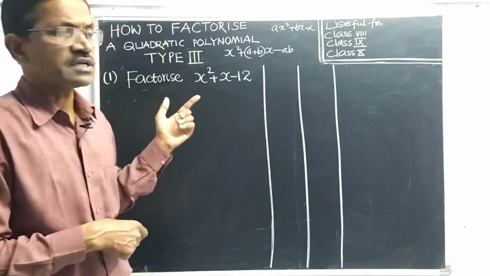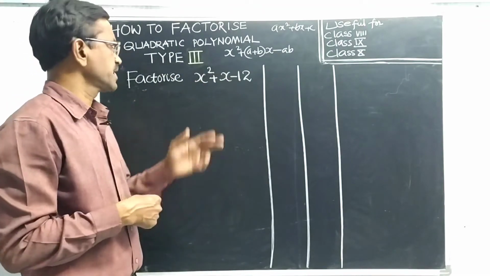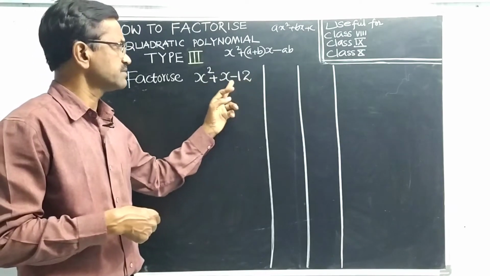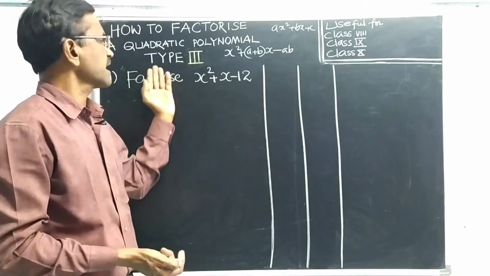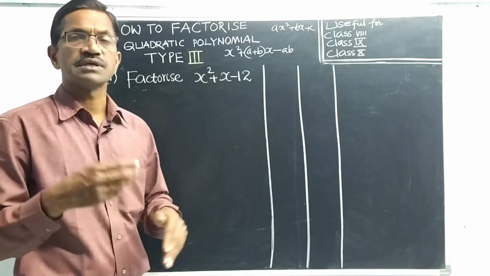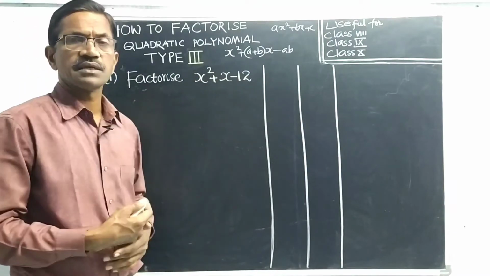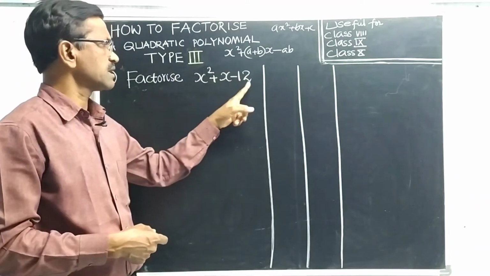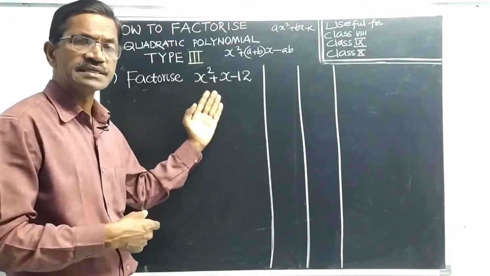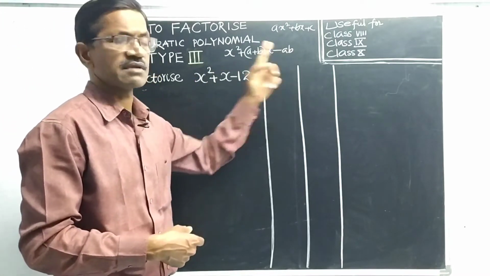In the first one, the x coefficient is positive and the constant is also positive. Here, x square term, x term and constant: the x term is positive and the constant is positive. In the second type, the x coefficient is negative and the constant is positive. In this third type, x square plus x minus 12, the x coefficient is positive and the constant is negative. That means this quadratic polynomial is in the form of x square plus (a plus b) into x minus ab.